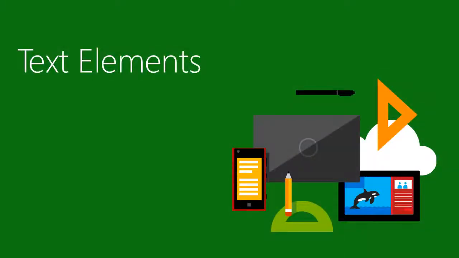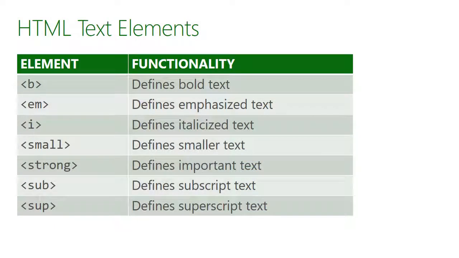Let's also have a look at some text elements. Some HTML text elements include B to define bold text, M to define emphasized text, I for italicized text, small for smaller text, strong to define important text, sub to define subscript text, and sup for superscript text.